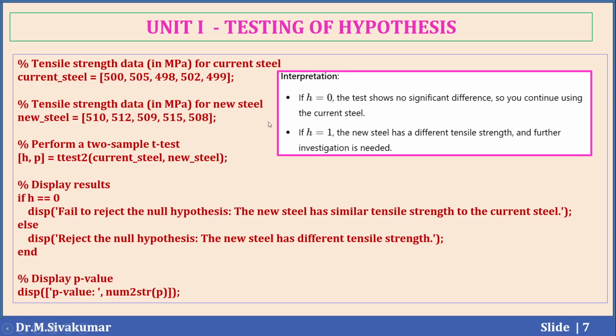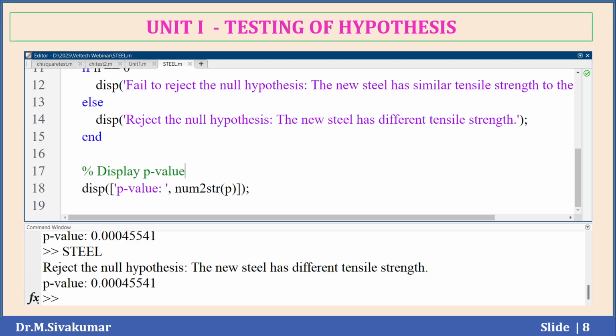Now we see the interpretation. If h equal to 0, the test shows no significant difference, so you continue using the current steel. If h equal to 1, the new steel has a different tensile strength and further investigation is needed. This is the first example we saw, with tensile strength data. And this is the snapshot of the output that you get.